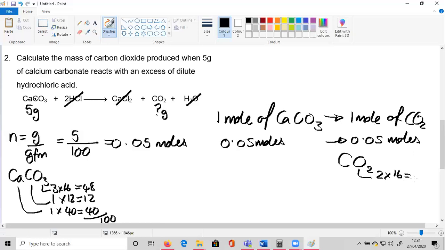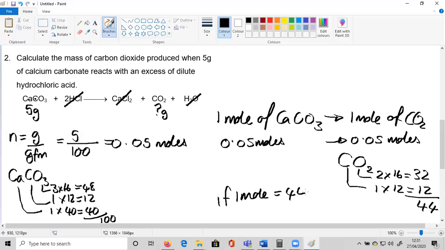So that's 2 times 16 is equal to 32. 1 times 12 is equal to 12. And that gives us 44. So if 1 mole equals 44 grams, then 0.05 moles will equal 44 times 0.05. So 44 times 0.05 is 2.2 grams. So 2.2 grams is the answer to that question.